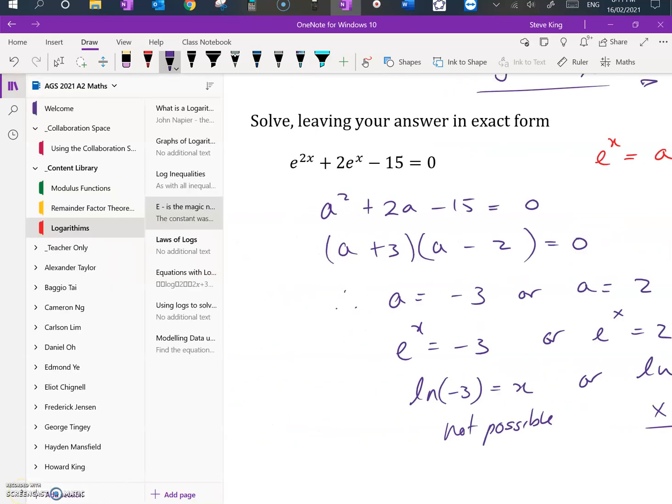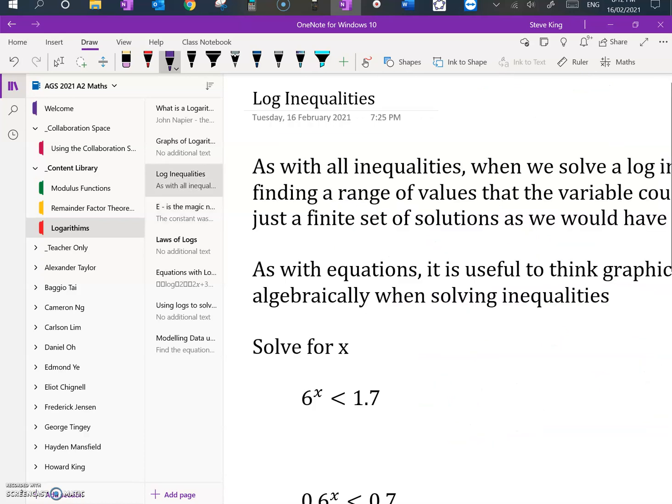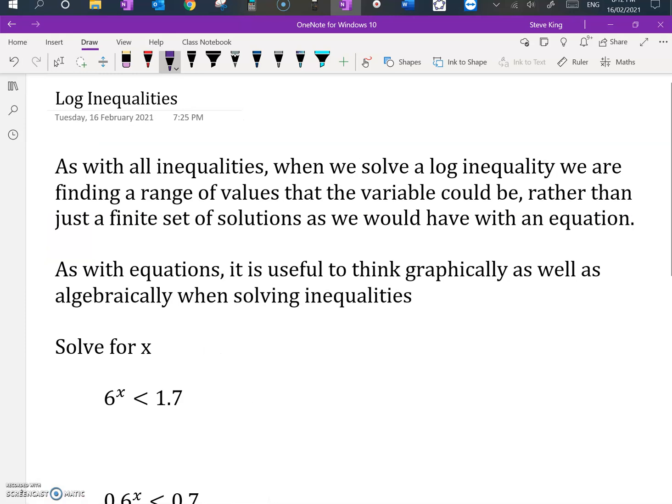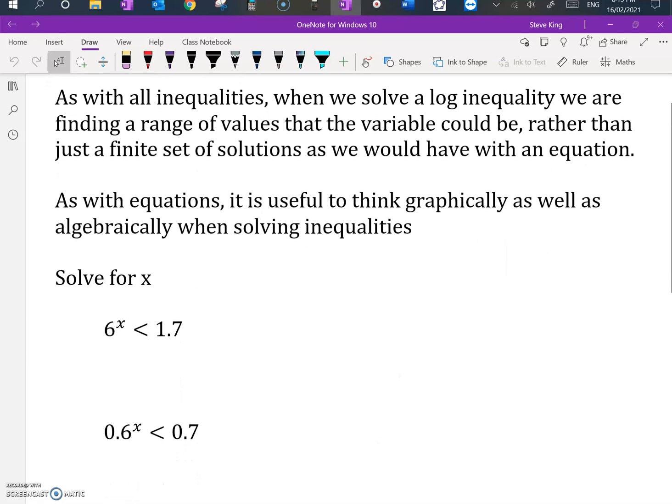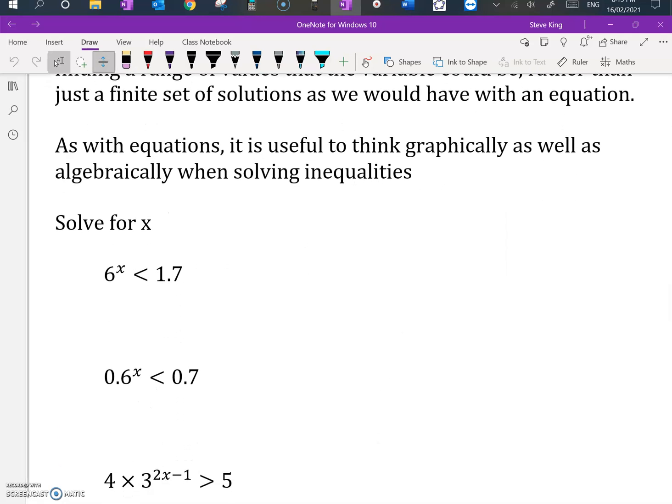So that's enough in terms of solving equations involving x. We also need to look at log inequalities. Now, an inequality doesn't give us just a single or finite number of values for x. It gives us a range of values for x. So we need to keep that in mind when we're solving log inequalities. It's also useful to think graphically as well as algebraically, because sometimes there are little catches that can catch us out if we're not careful.